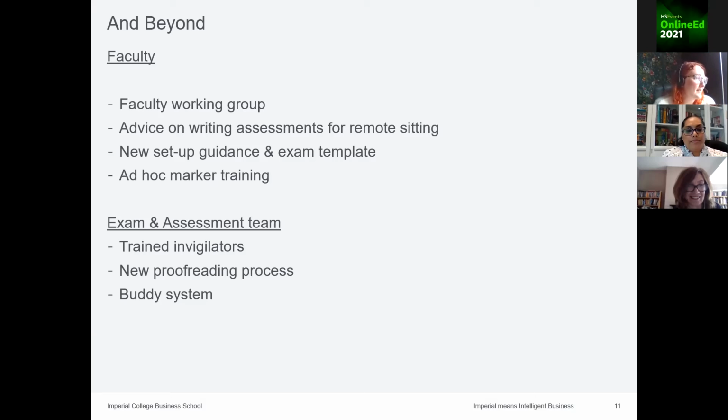And then from an exam and assessment team point of view, we've got the invigilators trained up now to help us be supported in our online assessments. We are using a new proofreading process, and we've implemented a buddy system, so there's sufficient support amongst the team all the time.